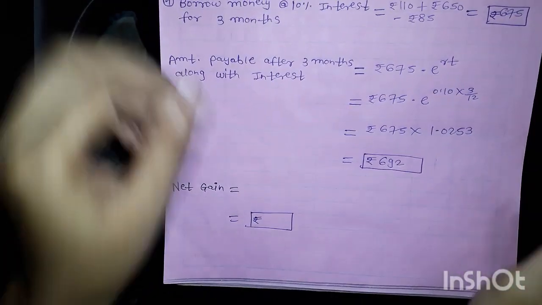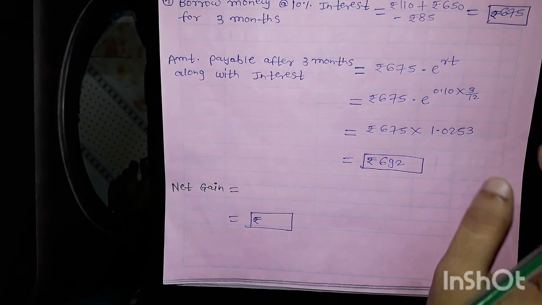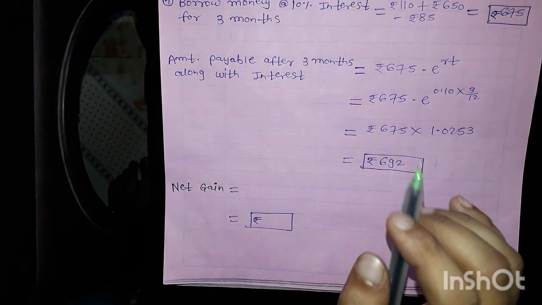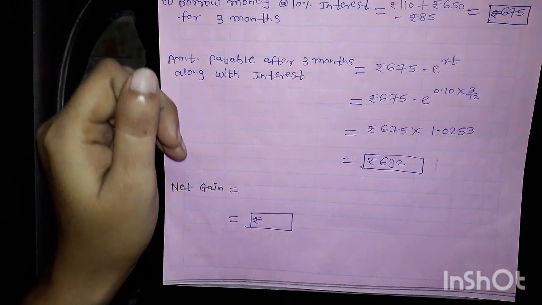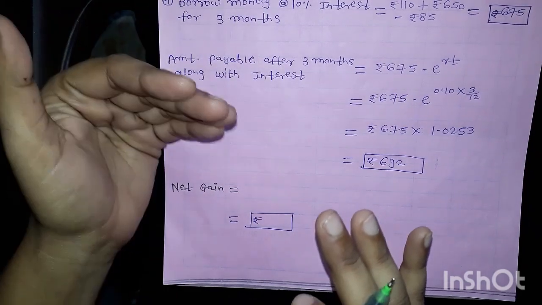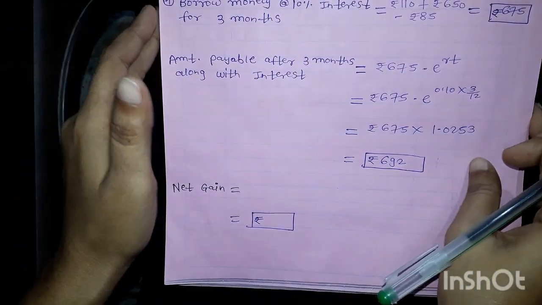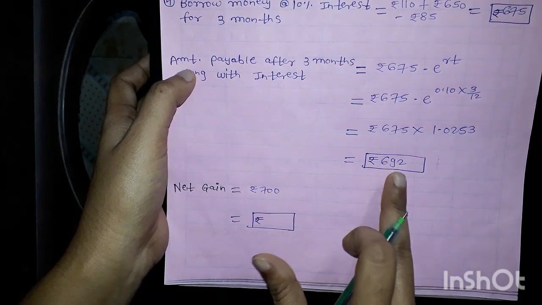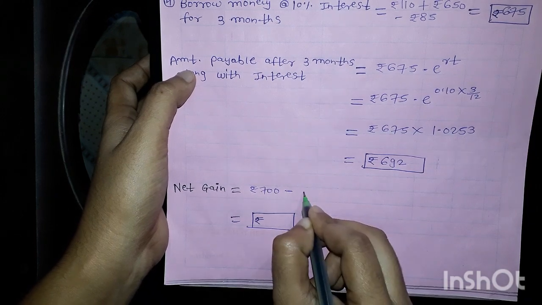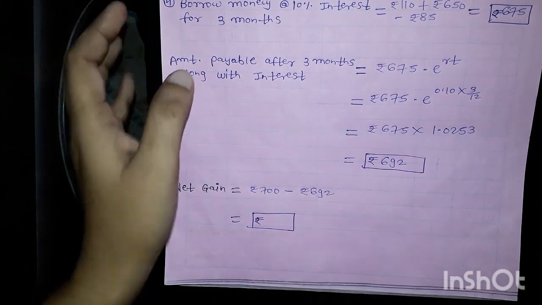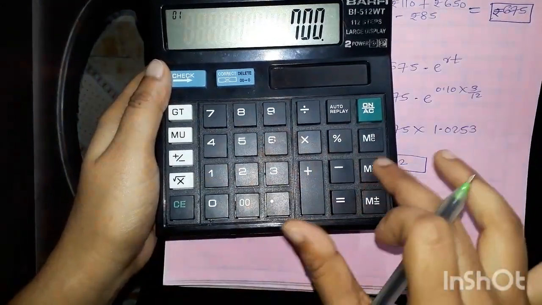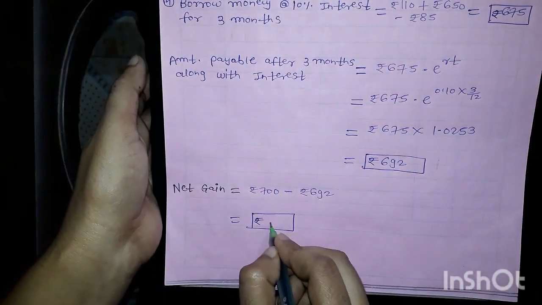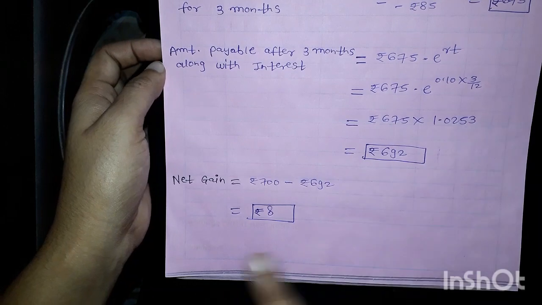So the net gain: after 3 months I will have the right to sell my stock, because I have taken a put option. So I have the right to sell. After selling, how much am I going to get? We will exercise the option, and the exercise price is 700. From that I have to pay money to the bank because I have borrowed money. So after exercising I will get 700. From that I will pay 692. So my net gain is rupees 8 after 3 months.